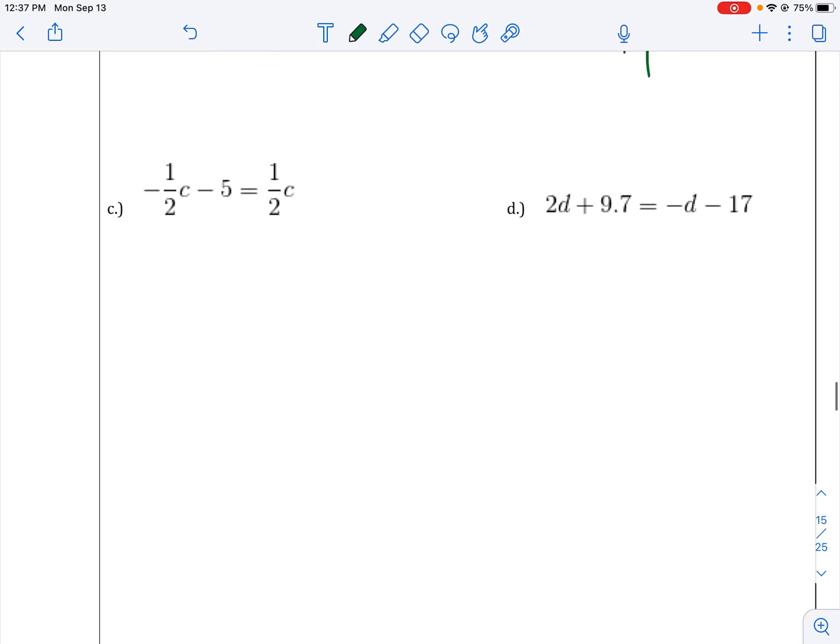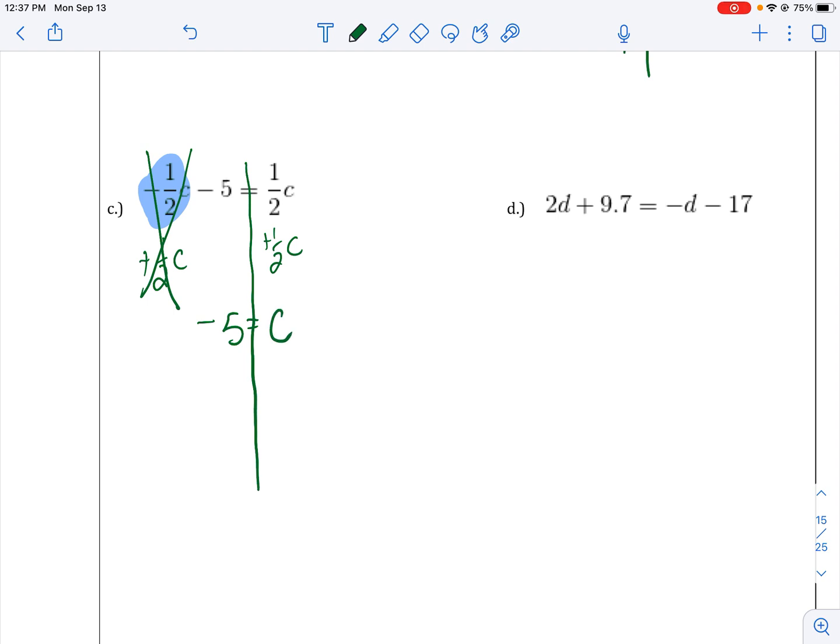For c here, I see I have a fraction, but let's still pick the smallest fraction here. I want to eliminate that variable right there. So the opposite of -1/2 c is +1/2 c. So I'm going to add and cancel those. I'm left with -5. Now 1/2 plus 1/2 just gives me 1. So I get c equals -5.